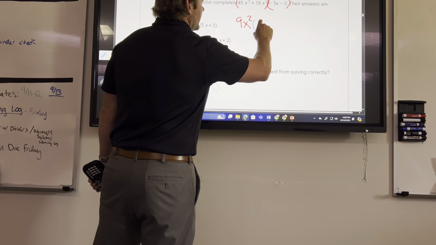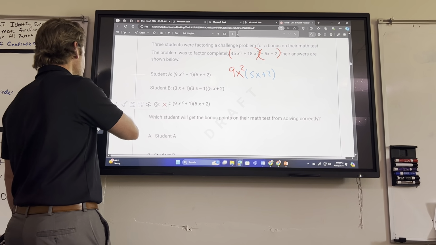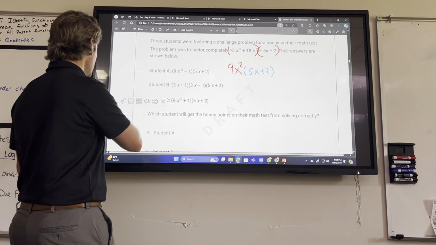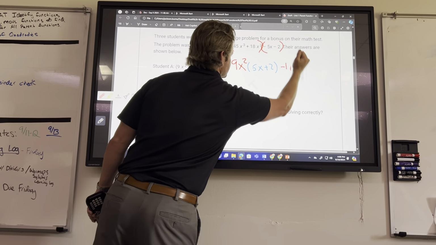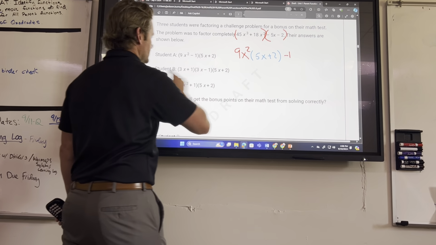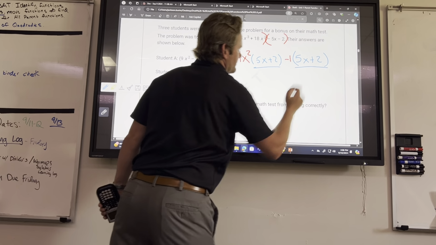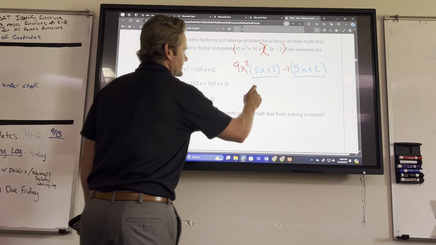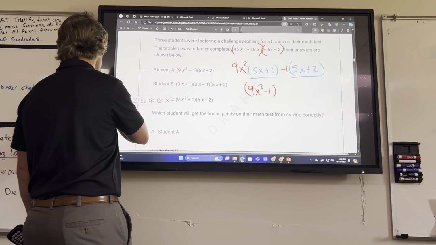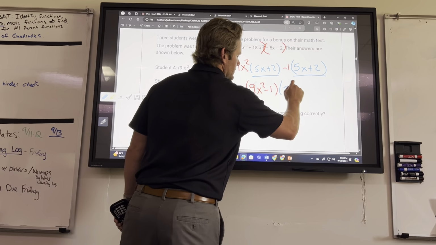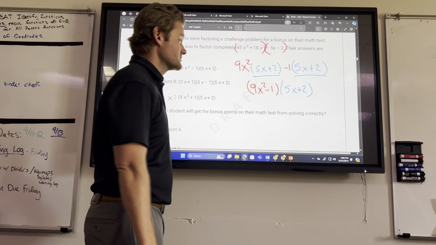I'm left with a 5x plus 2. On my second term, I want to make sure I get to a 5x plus 2 as well. So I take out a -1, which leaves me with 5. Keep it color-coded. 5x plus 2, right? I have those common terms. That's what I was looking for. So I can rewrite this as 9x squared minus 1 times my 5x plus 2. Not done because this is a difference of squares.